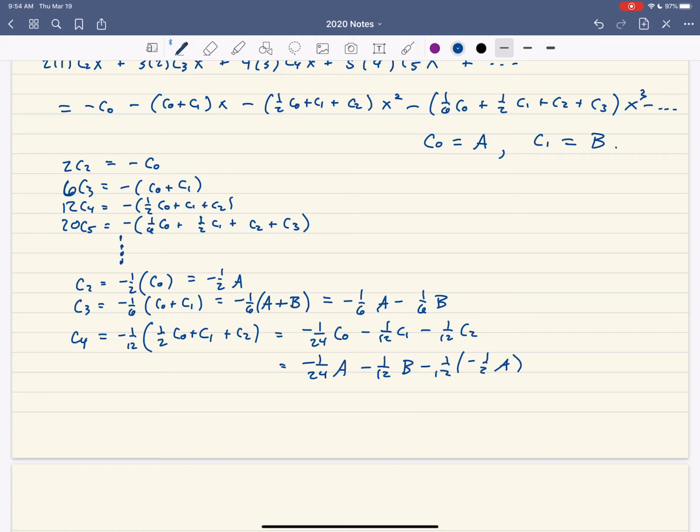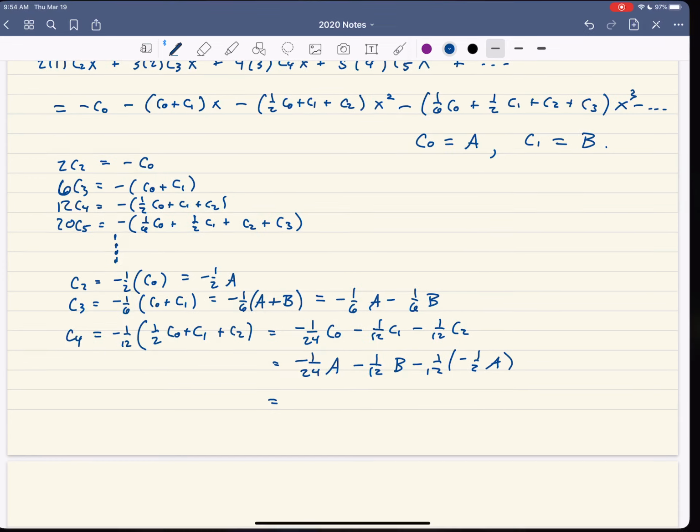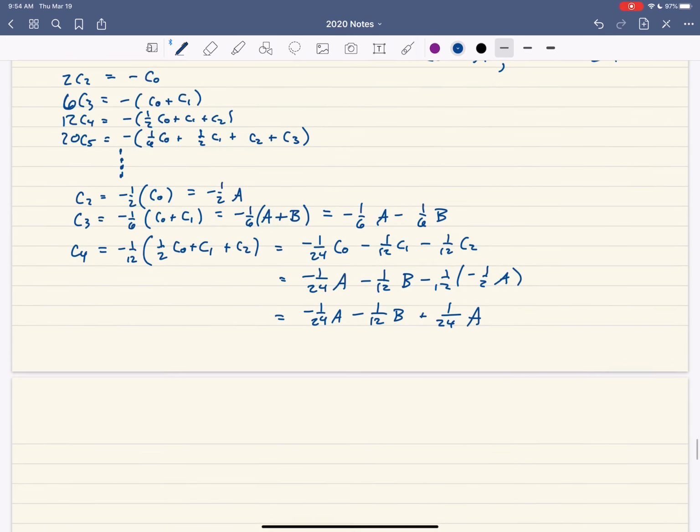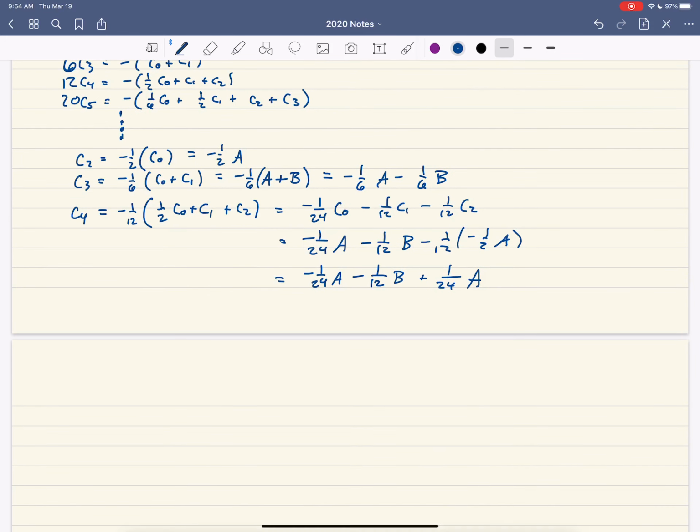So that's going to actually give us, oddly enough, these are going to cancel. We're going to get negative 1/24A minus 1/12 B plus 1/24A. Okay, just by good old dumb luck there. And that turns out to be negative 1/12 times B.